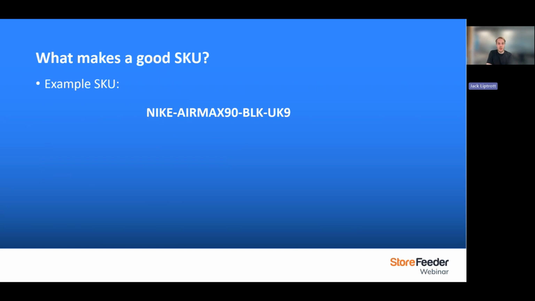So let's look at an example. We've got an example here of a variation of a pair of shoes. From this SKU, we can basically see what the item is without having to look at any other information relating to the product. We've got Nike as the brand, Air Max 90 as the name or the style of the shoe, black for color, and then size at the end as a 9.